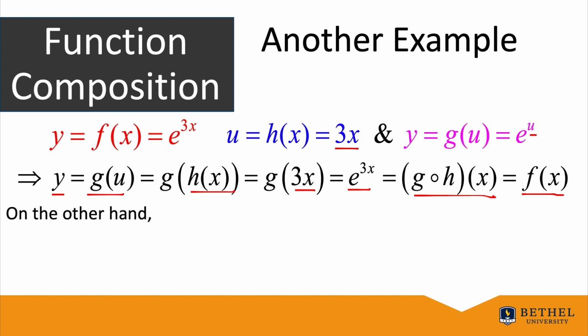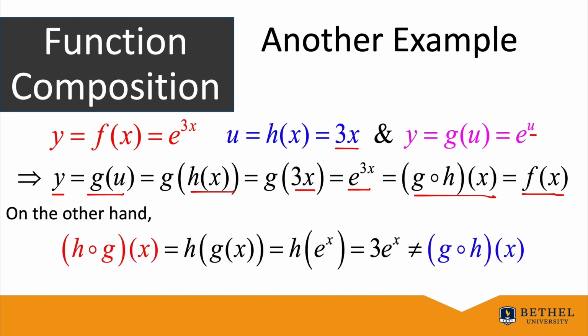On the other hand, once again, h compose g of x is something different. H compose g of x equals h of g of x. G of x is e to the x. Don't let the change from u to x bother you. Since h of a quantity is 3 times that quantity, this becomes 3 times e to the x, which is different than f of x. Once again, g compose h does not equal h compose g. Function composition, in general, is not commutative.